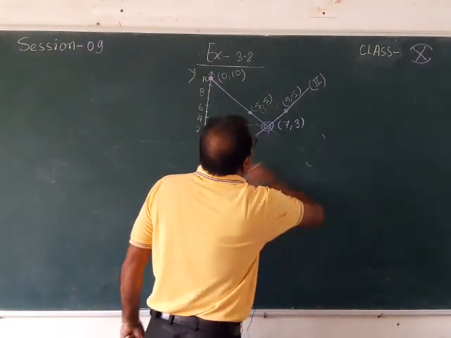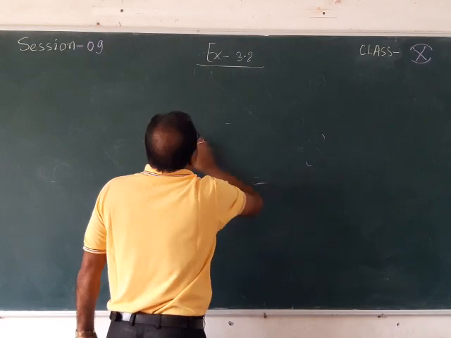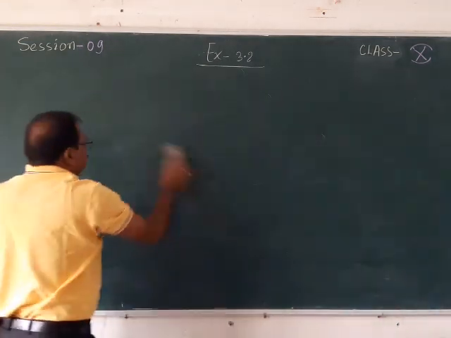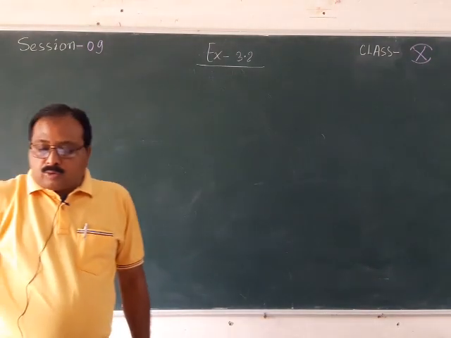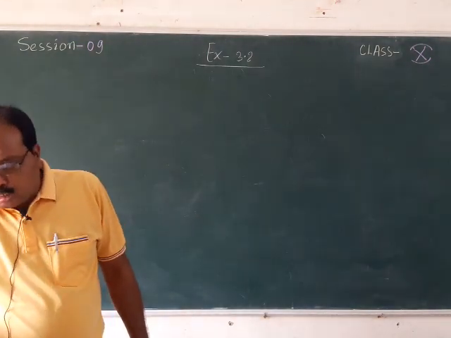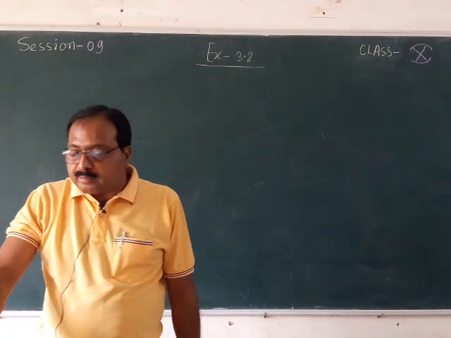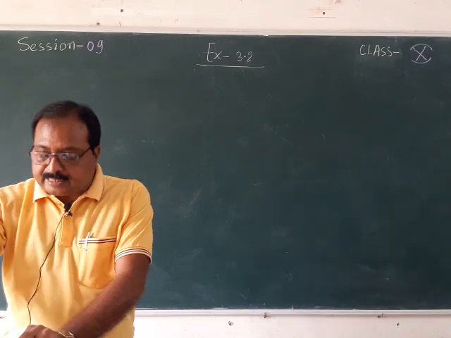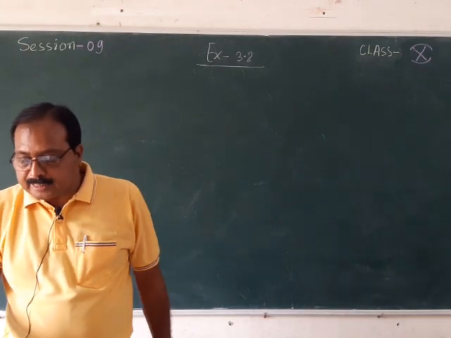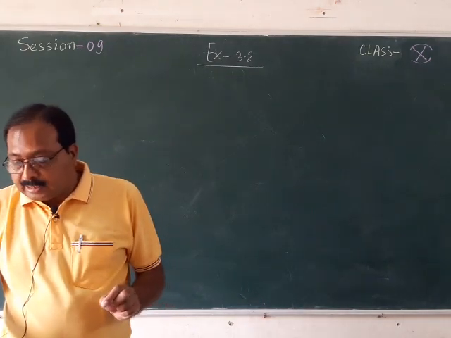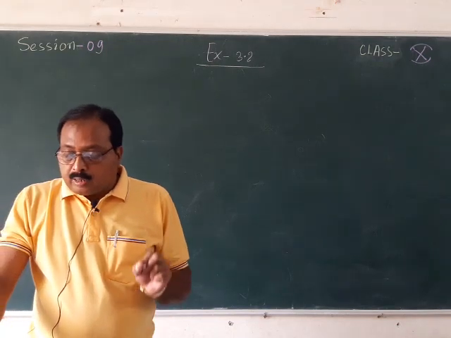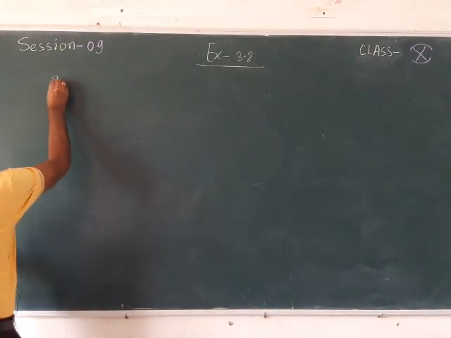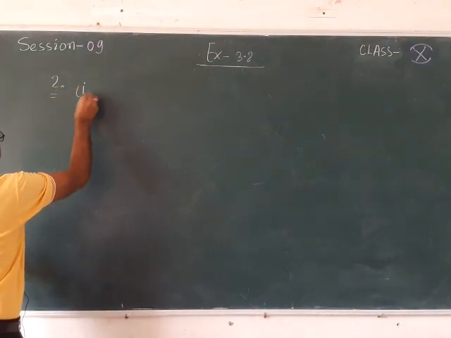Now looking at question number 2 of this exercise, that is exercise 3.2, question number 2. On comparing the ratios A1 by A2, B1 by B2 and C1 by C2, find out whether the lines representing the following pairs of linear equations intersect at a point, are parallel or coincident. That means we have to just check, no need to draw the graph.